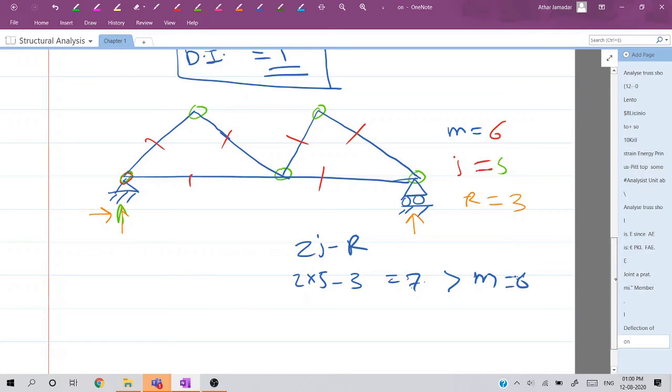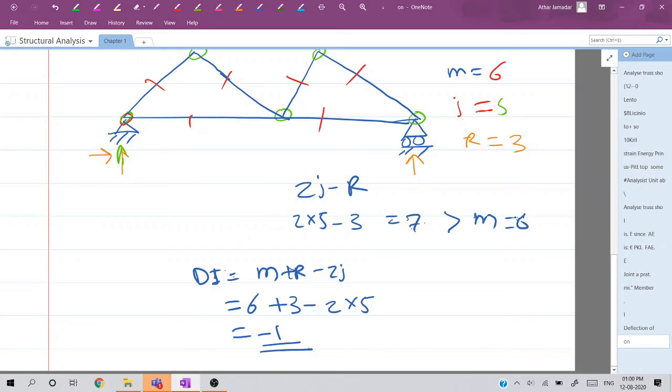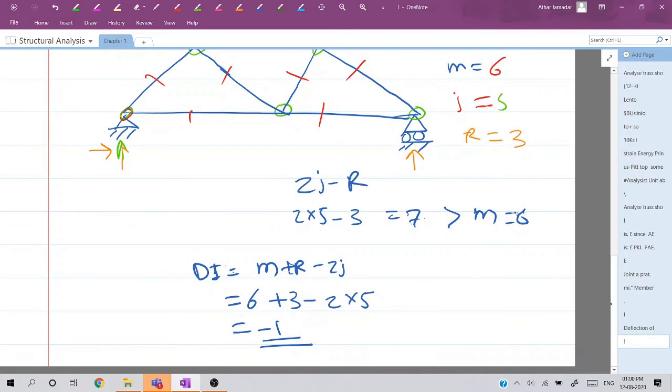Now if you find the degree of indeterminacy, it is going to be m plus r minus 2j. So m is 6, plus r is 3, minus 2 into j, that is 5. So that is going to be minus 1. This is one new concept: for an unstable truss the degree of indeterminacy will always be negative. Remember this. For an unstable truss the degree of indeterminacy will always be negative.